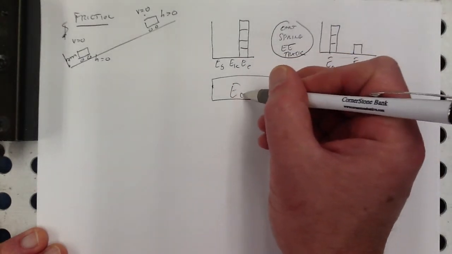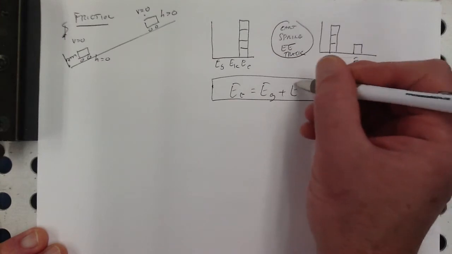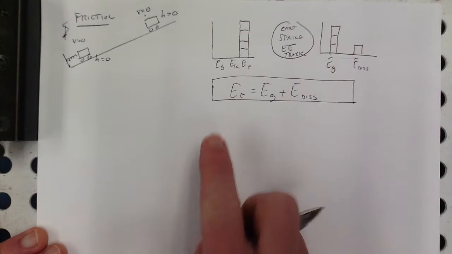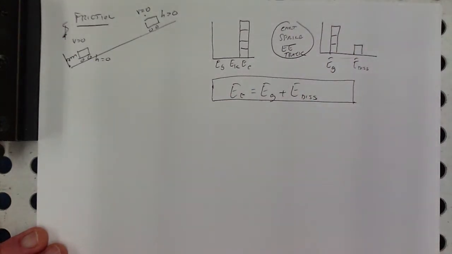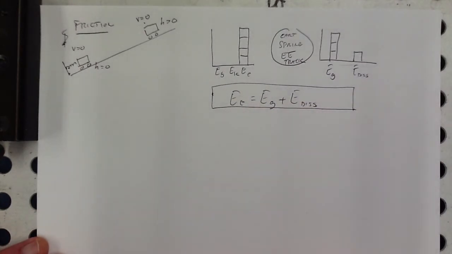EE is equal to EG plus E dis. 4 equals 3 plus 1. That's basically the idea. So we're just using these little diagrams, these little bar charts, to help us understand how to write these equations.